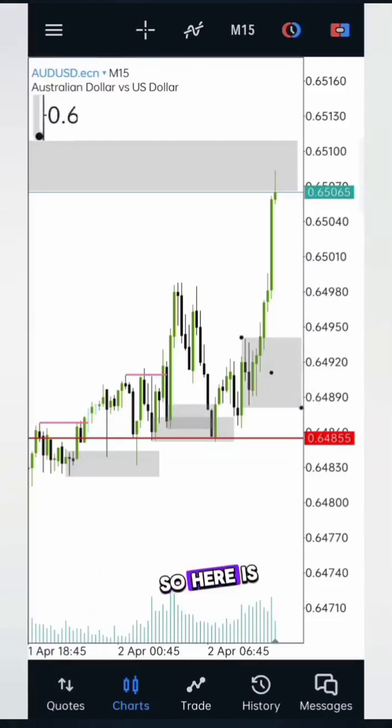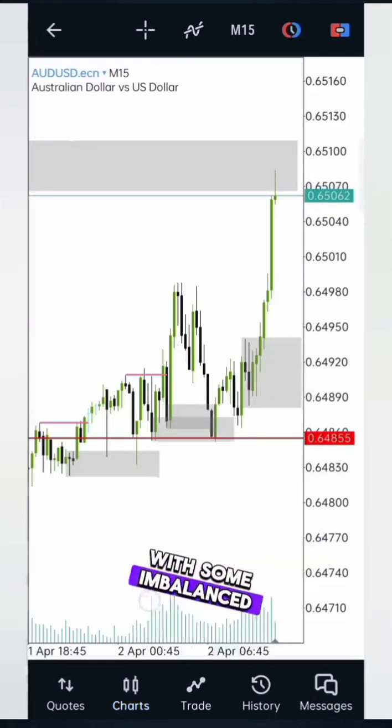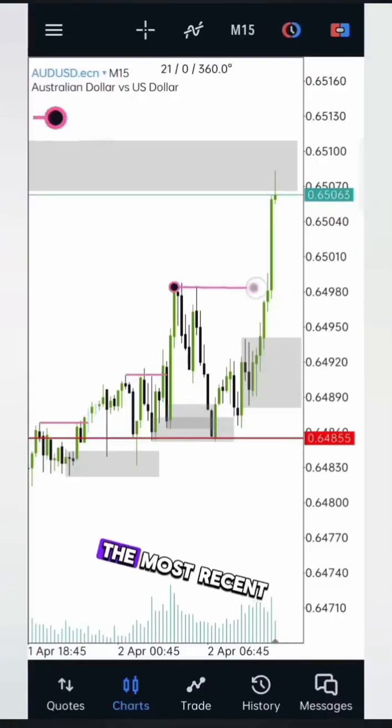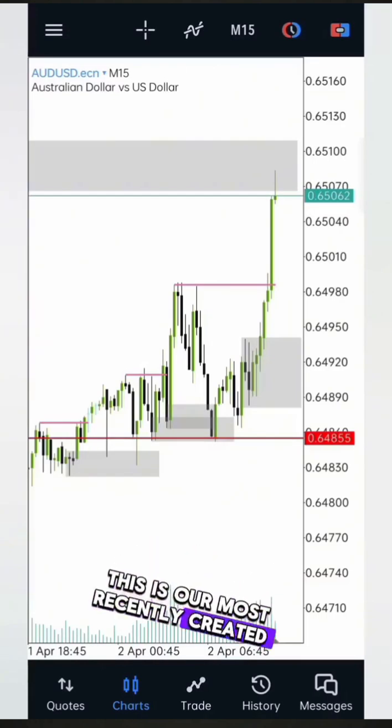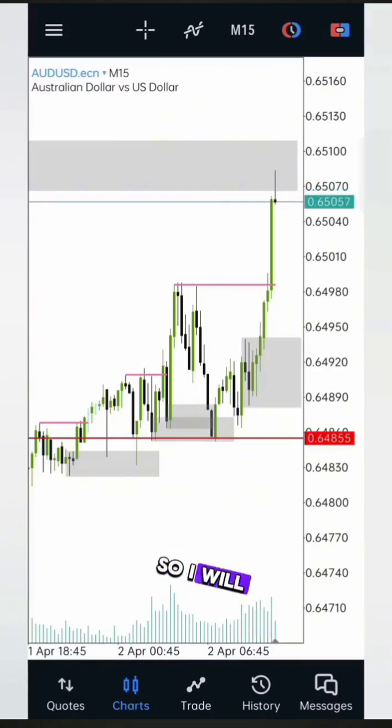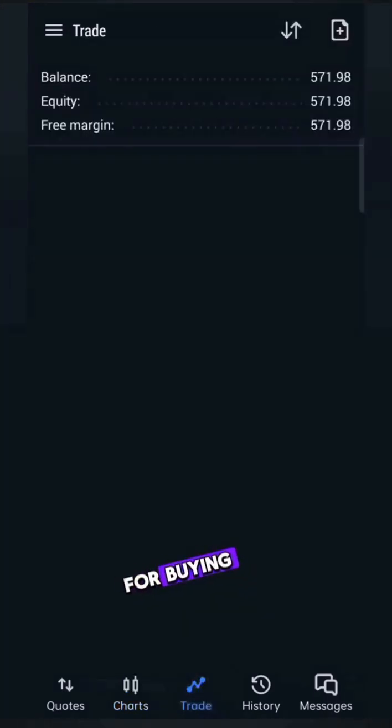So, here's our most recent demand zone, with some imbalanced candles. The most recent higher high broke, and caused a break of structure, which is why this is our most recently created demand zone. So, I will now wait for the price retracement for a buying opportunity.